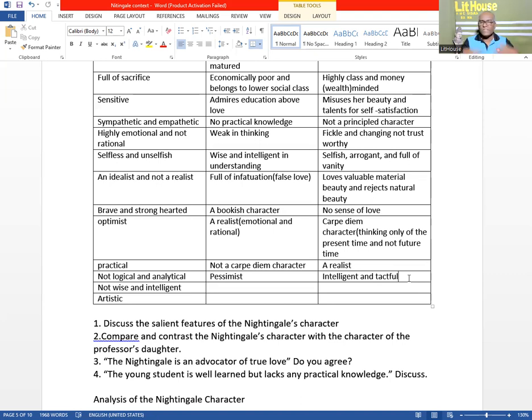Right. Finally, she explains why she did it. Intelligent and tactful. Now, you have a complete idea of these three characters. Now you can write three essays, one on each of the characters. Essay type answers.